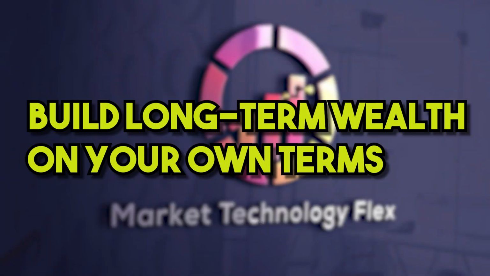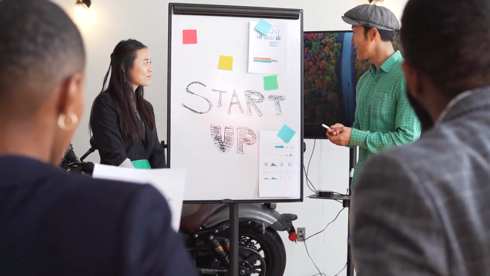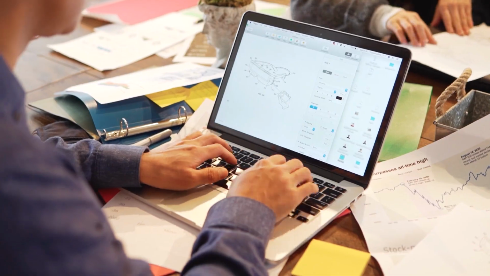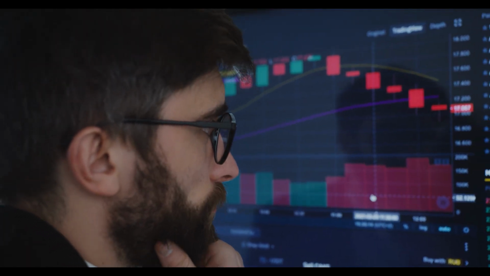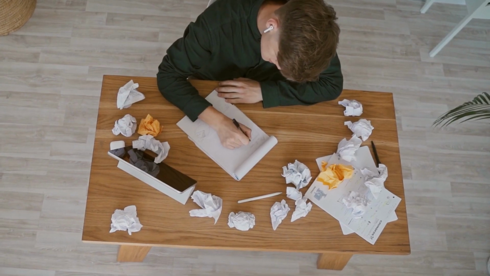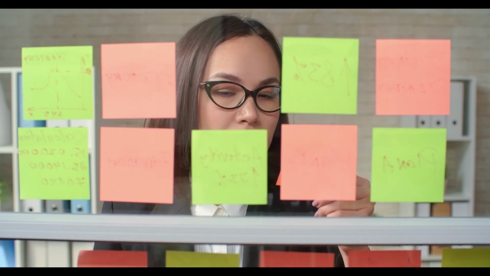Build long-term wealth on your own terms. When it comes to investing, there is no one-size-fits-all solution. The best ETF for you depends on your unique circumstances and financial goals. But by taking the time to understand how ETFs work and evaluating them based on their expense ratios, tracking error, holdings, and tax exposure, you can build a well-rounded portfolio that meets your needs. And you can do it all on your own terms.